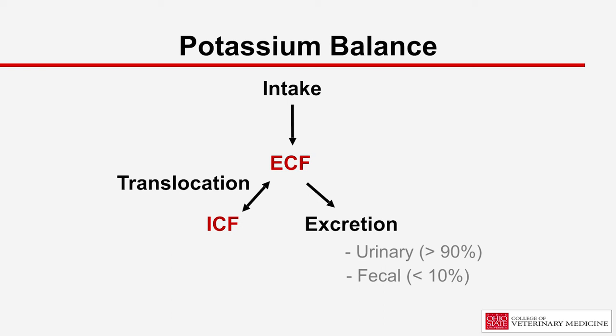And then the other factor that affects the extracellular fluid concentration is what we call translocation between intracellular and extracellular fluid. So if you think about it, the extracellular fluid concentration of potassium is about 4, the intracellular concentration is about 140. So if you move potassium from intracellular to extracellular fluid, you can create hyperkalemia pretty rapidly. And vice versa, you can cause some hypokalemia. So these are the three things that conspire together to control the serum potassium concentration.